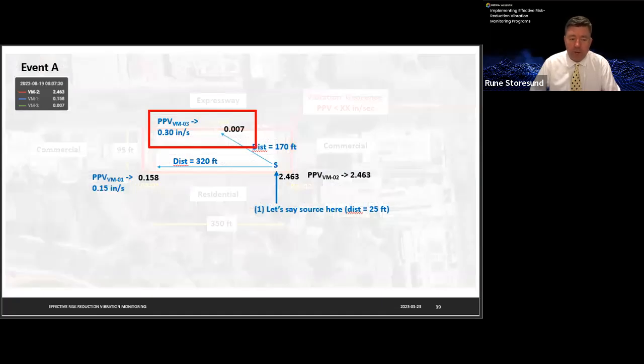So the calculated value of 0.3 inches per second at the location of VM03 makes sense, since this location is closer to the source than VM01. This tells me that we may have a problem with sensor VM03, or there could be some unique site condition, but my money would be on the problematic sensor.